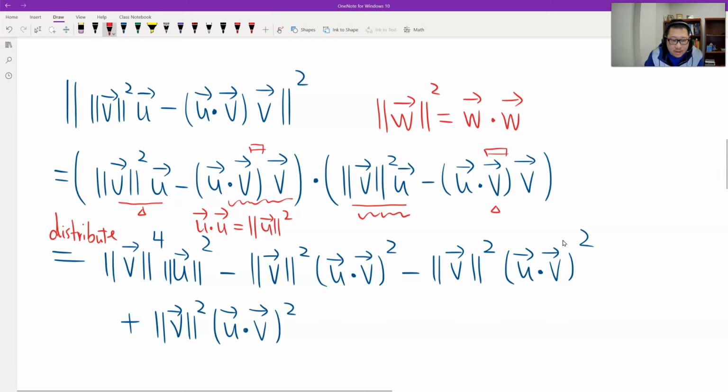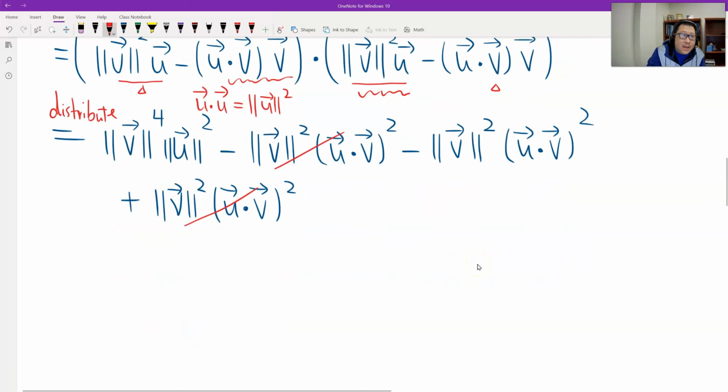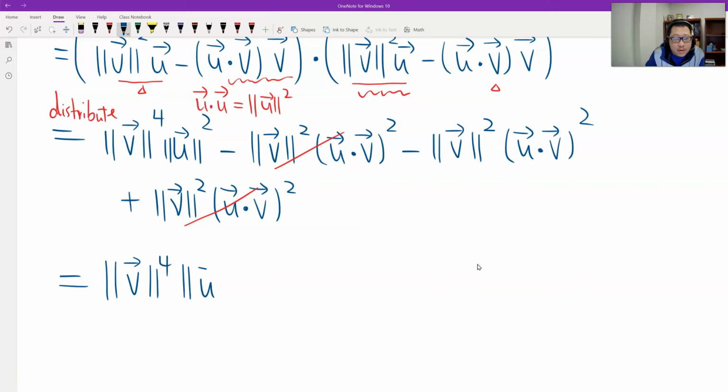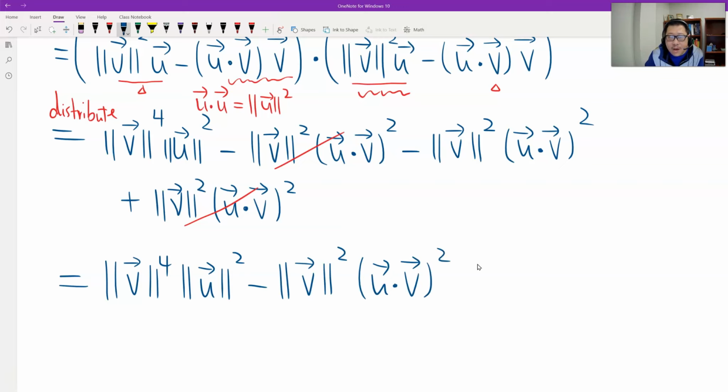Okay, so let's cancel. This term and this term are the same, so they disappear. So we only have 2 terms left. Let me copy the 2 terms left: the norm of v raised to the first power times the norm of u raised to the second power, minus the norm of v squared times u dot v squared.